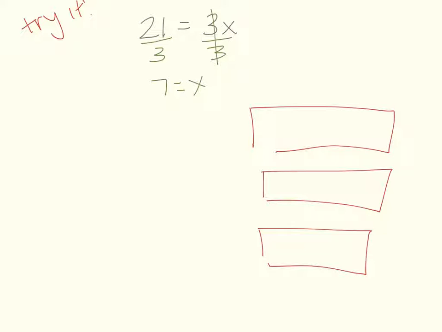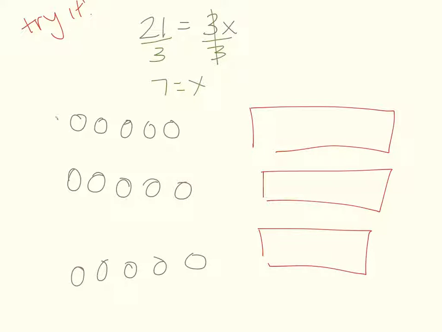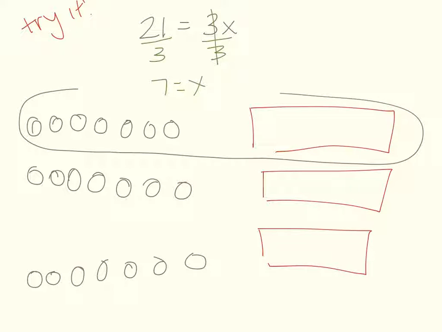I have 21 pieces, so I'm going to start drawing these. I'm going to draw circles. Hopefully that's okay. They're just a little bit faster. 1, 2, 3, 4, 5, 6, 7, 8, 9, 10, 11, 12, 13, 14, 15, 16, 17, 18, 19, 20, 21. When we circle just for one x tile, that leaves us with 1, 2, 3, 4, 5, 6, 7 pieces. So x equals 7.